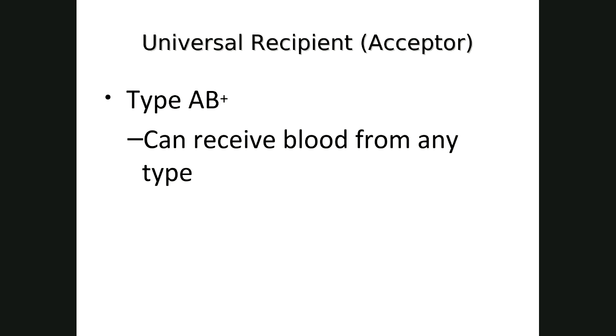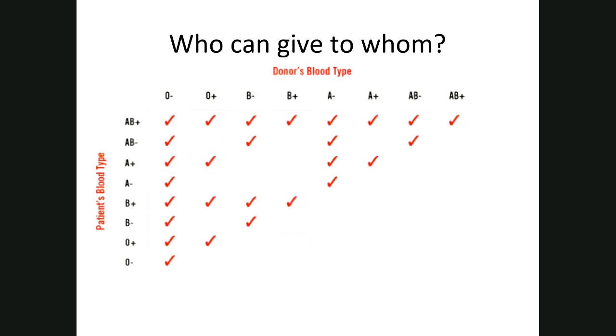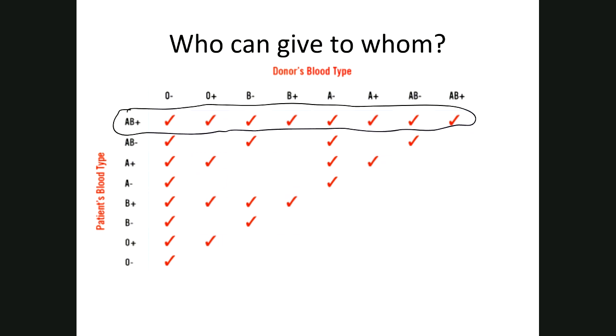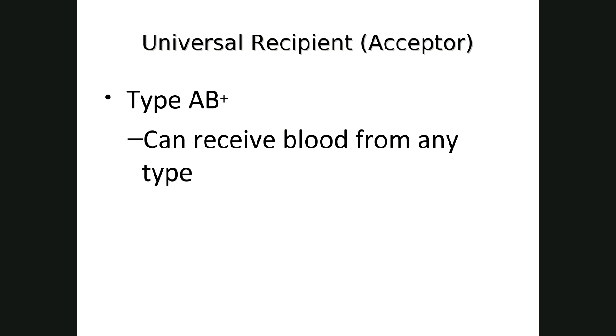There's also, if you look on here, one blood type that can get blood from anybody. Look at that. Anybody can give this person blood without any risk of rejection. And that's type AB positive. And so sometimes AB positive is called the universal acceptor or universal recipient.